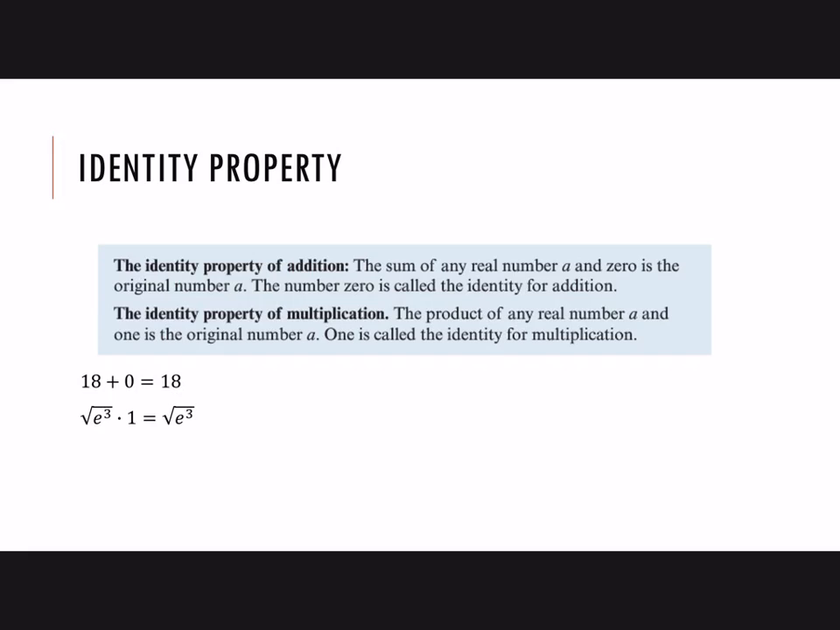So to begin, let's look at the identity property. We have one for addition and one for multiplication. This property says that the sum of any real number plus 0 gives you that same real number. So we have this very special number 0, which is called the identity for addition. If you think of your identity as who you are, then something that doesn't change your identity in terms of numbers is 0.